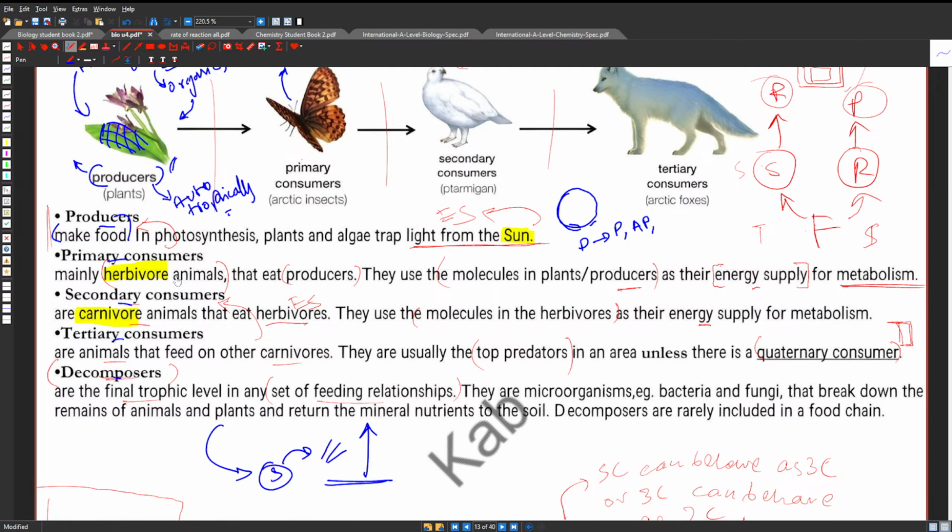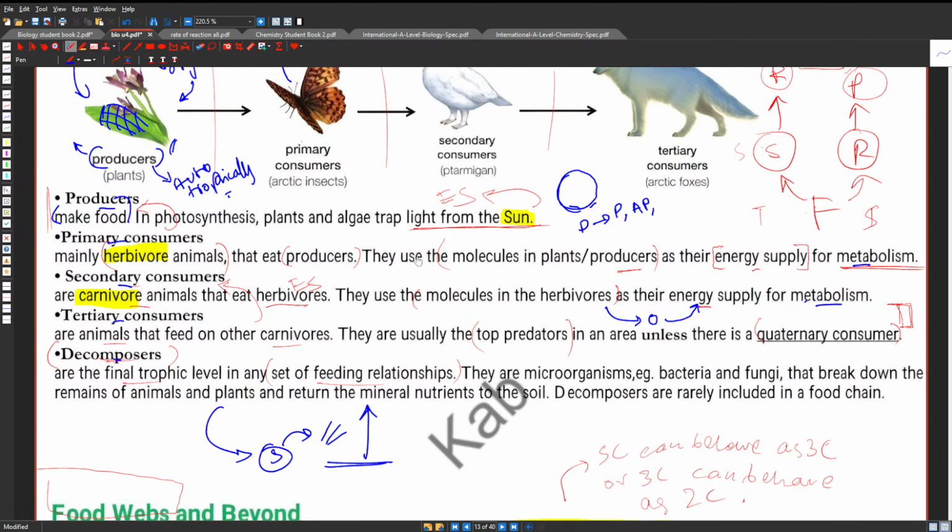So, primary consumers, mainly herbivores, eat producers. The molecules in the plants and producers are their energy supply for metabolism. Secondary consumers, carnivores that eat herbivores, use the molecules in the herbivores as the energy supply for their metabolism, as their organics for their energy supply for metabolism. These are all for metabolism because you need energy for what? Metabolism, for growing.